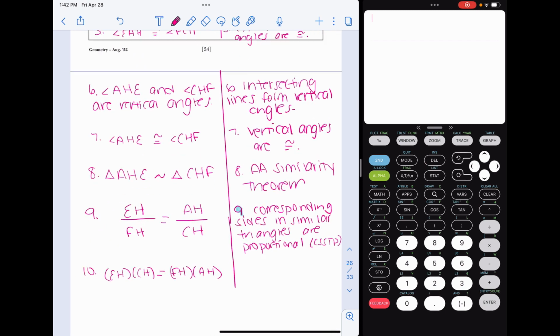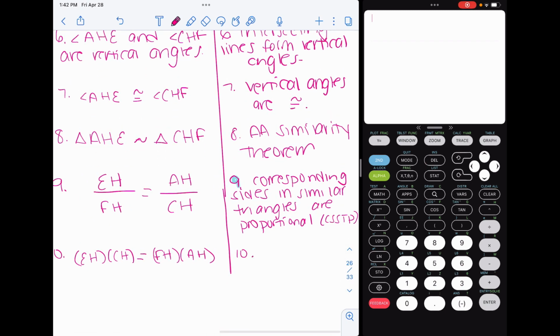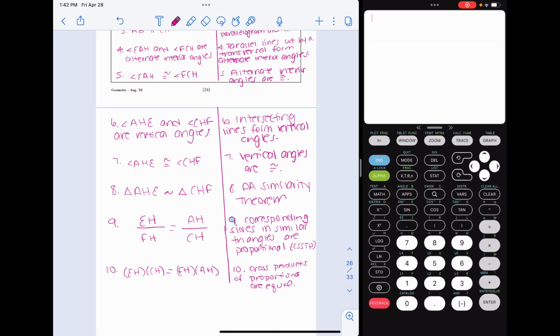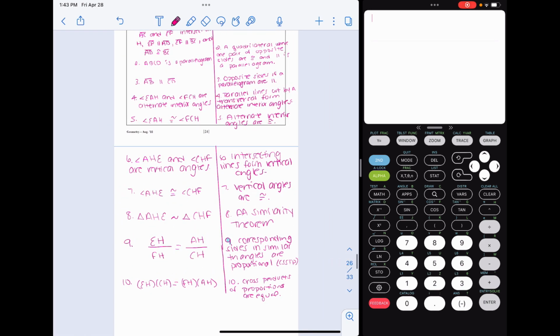And how do we know that those are equal? Well, that's what happens when you cross multiply, right? So let's write that a little nicer here. We're going to say cross products of proportions are equal. And yes, it is definitely a lengthy proof, but again, any 6-point question is going to be time consuming, but that is our completed answer to number 35.